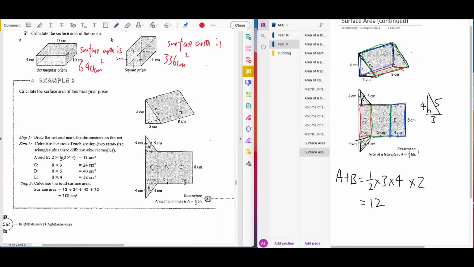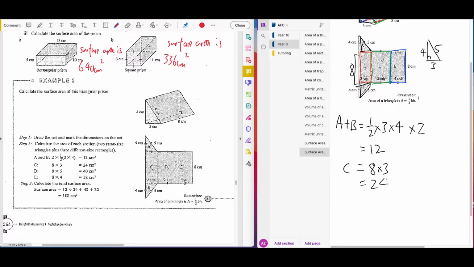Now we need to work out C. How do we find the area of C? As you can see, the base of C is 3, and the height is going to be 8, because this length is the same as this 8. So the area of C is 8 times 3, which equals 24.